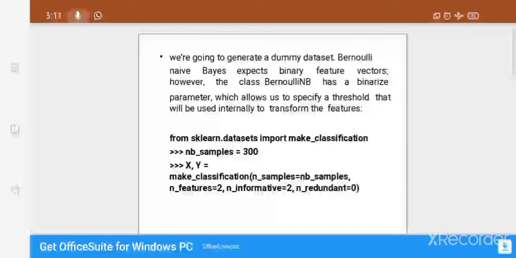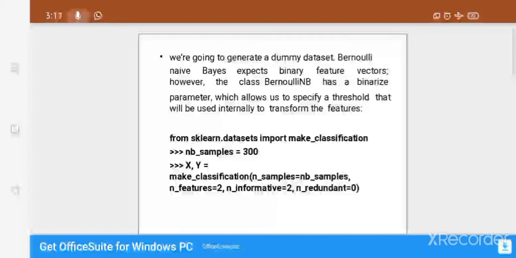We are going to generate a dummy dataset for Bernoulli Naive Bayes, which expects binary feature vectors. We first generate the dummy dataset, and on that we apply Bernoulli Naive Bayes, which expects only features with binary vectors. Bernoulli Naive Bayes also has a binarize parameter which allows us to specify a threshold that will be used internally to binarize the features. So this can be done like this.